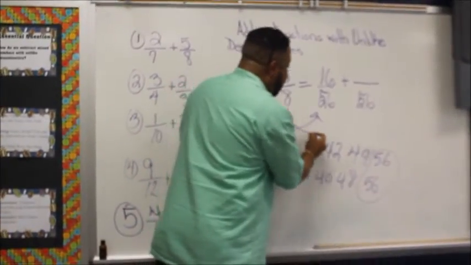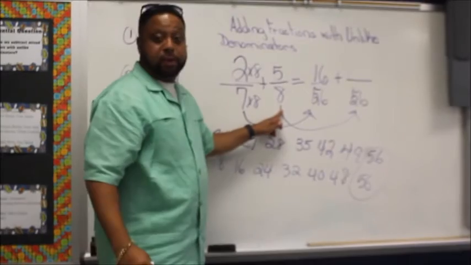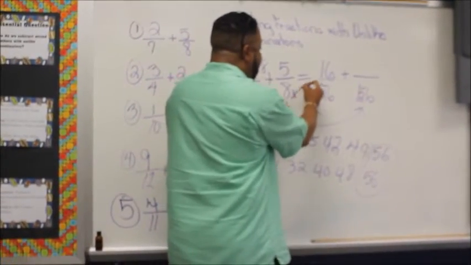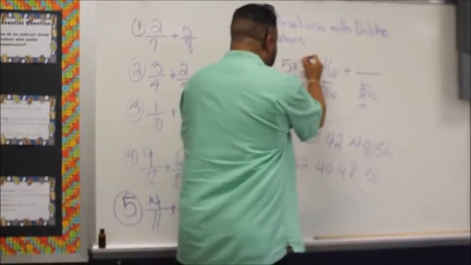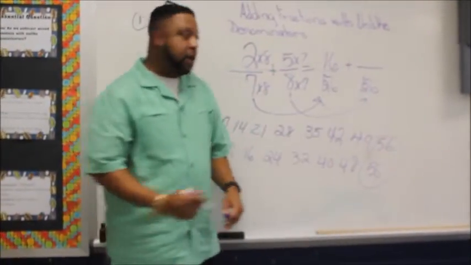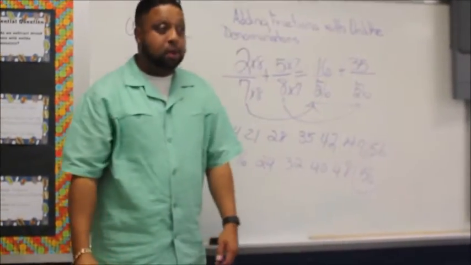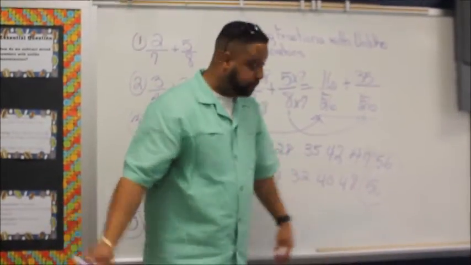Okay, look at this 8 right here. How did I change the 8 to a 56? Multiply by 7. But if I do it for the bottom, I'm going to do it for the top. What number goes right here? 35. Do I have common denominators? Yes.